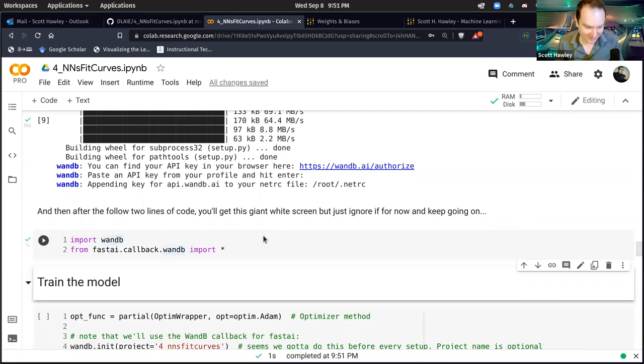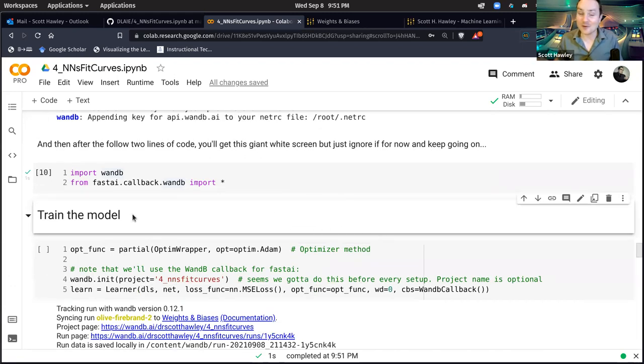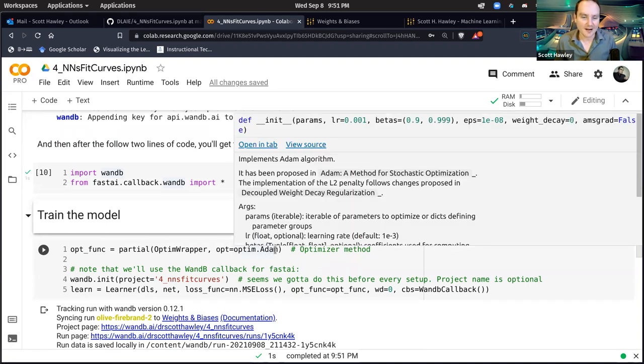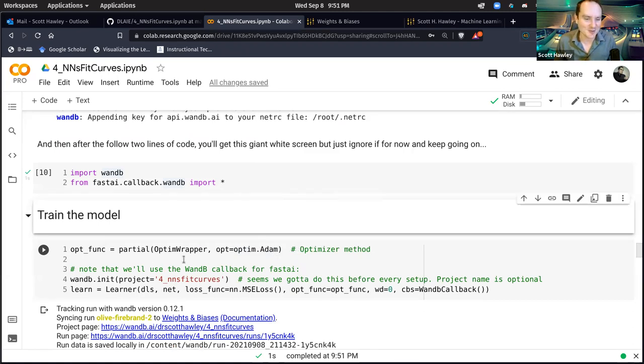Hoist up the W&B sails, as it were. And now we're going to train the model. This is just the same stuff that we were doing before. The opt function is our optimizer method, and we're going to leave this as it is. Adam is a really robust optimizer. There are others that we can choose, but this works out pretty well.